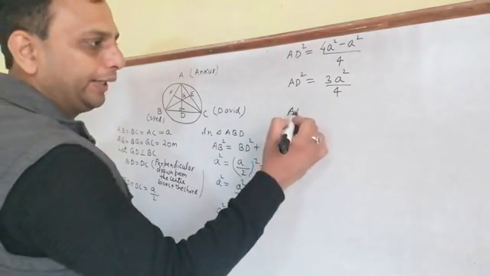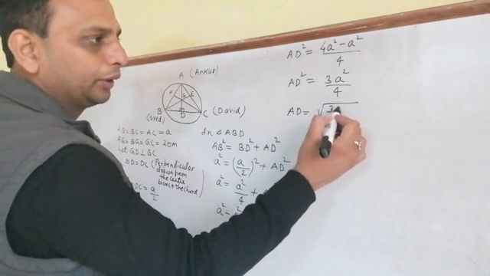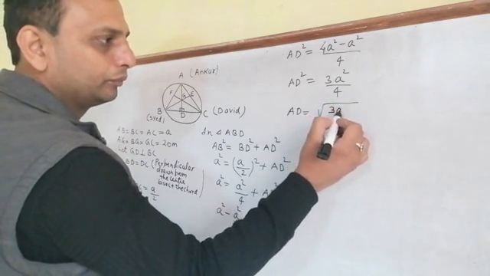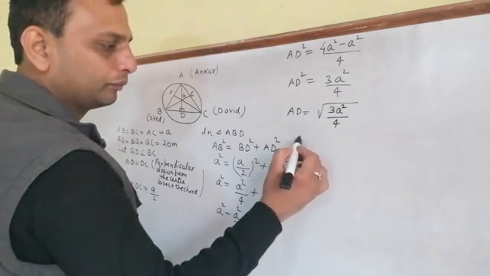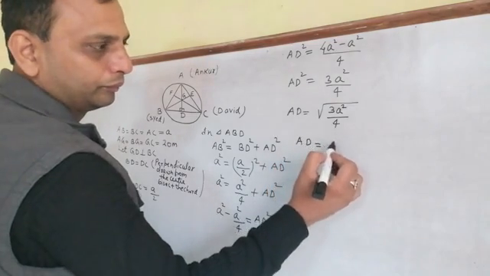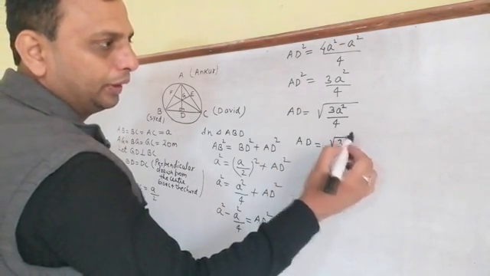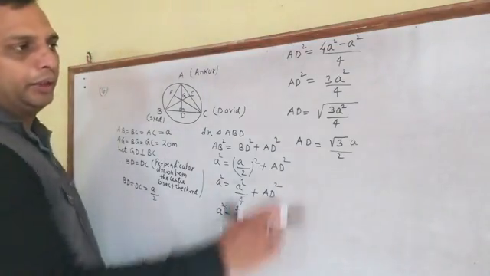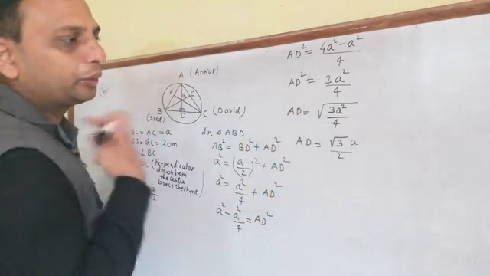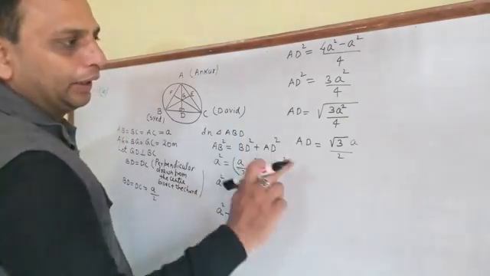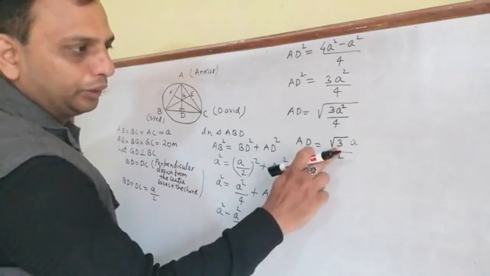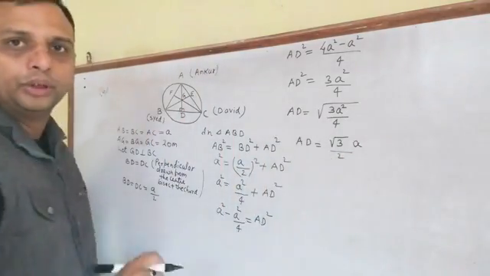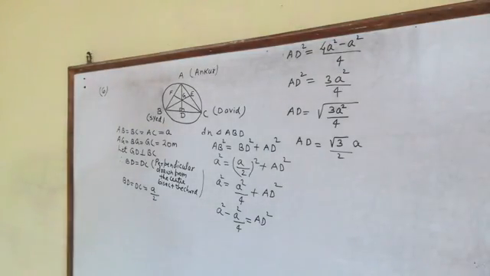Now we will find the value of AD. It will be the square root of 3a square upon 4. Square root of 3, and from the a square, a will come out, and from the 4, 2 will come out. We remove the square root sign. The root 3 stays in the root, a comes outside because we have a square, and from the 4, 2 comes out. So the value of AD is root 3 upon 2 a.